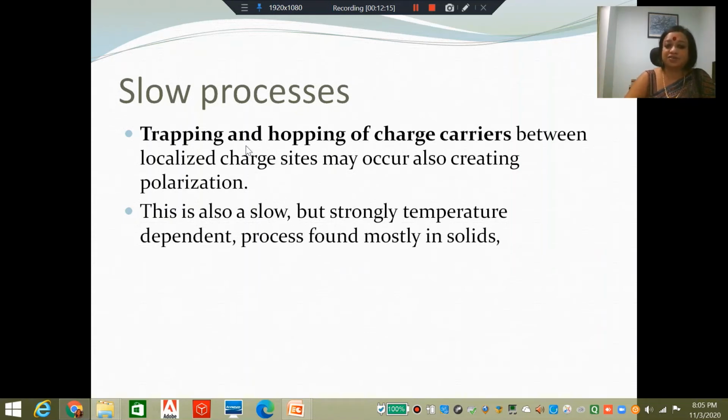So these are the different kinds of slow processes which lead to polarization current flowing for a very long time. And sometimes this long time is at the level of days, several months. It can take that long for a polarization process to be complete. And generally, we are interested in these polarization processes. We see them in polymers, in polymeric insulation.